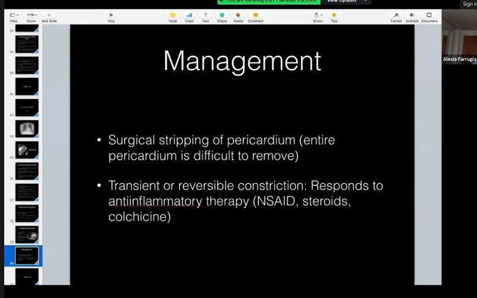So the management of a constrictive pericarditis is by surgical stripping of the pericardium. But in most patients, especially if it's post-MI, post-infectious, they're given a trial of anti-inflammatory therapy, NSAIDs, steroids, and colchicine to see if it improves at all. Otherwise, they would go to surgical stripping as well, but this is quite a difficult process. That's my understanding.